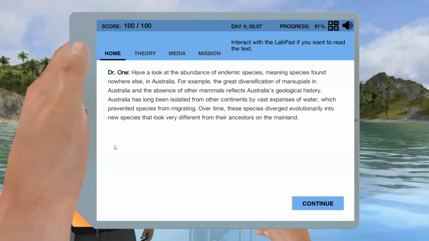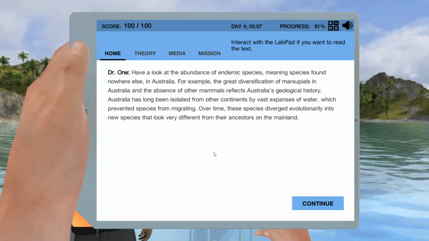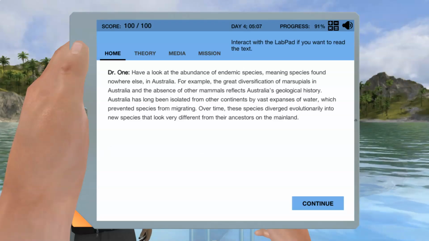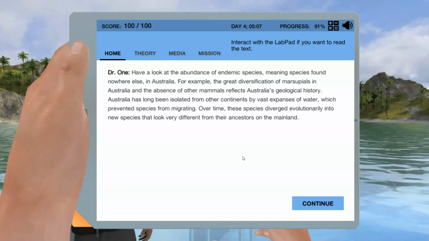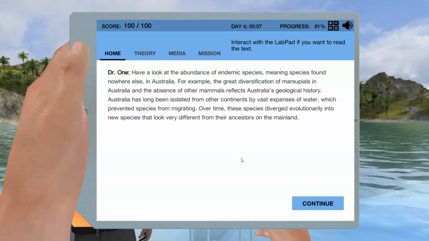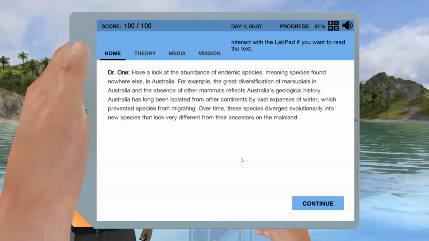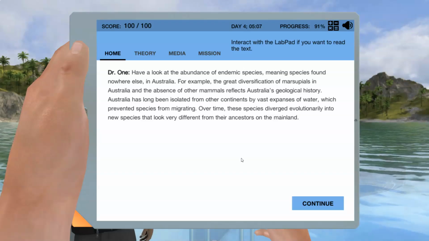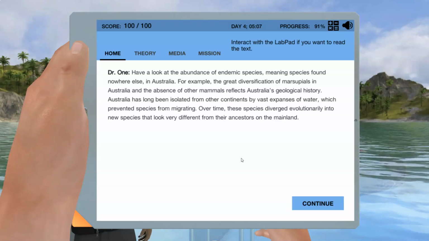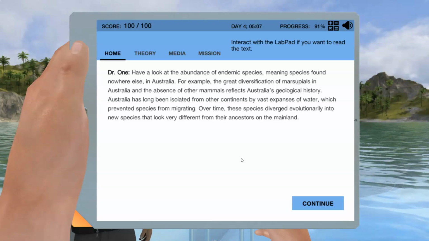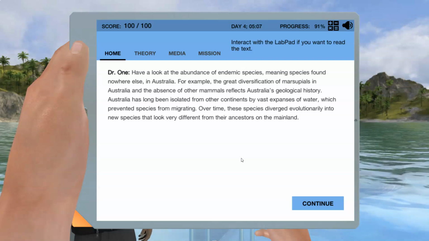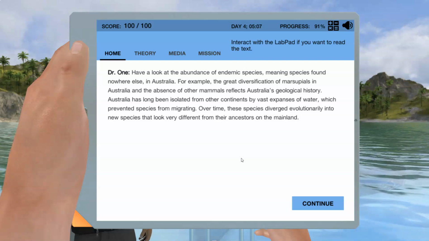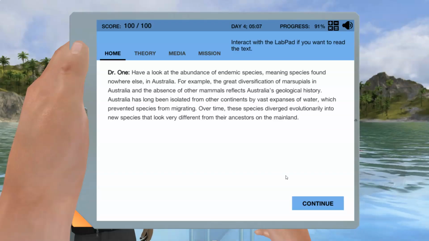Have a look at the abundance of endemic species, meaning species found nowhere else, in Australia. For example, the great diversification of marsupials in Australia and the absence of other mammals reflects Australia's geological history. Australia has long been isolated from other continents by vast expanses of water, which prevented species from migrating. Over time, these species diverged evolutionarily into new species that look very different from their ancestors on the mainland.